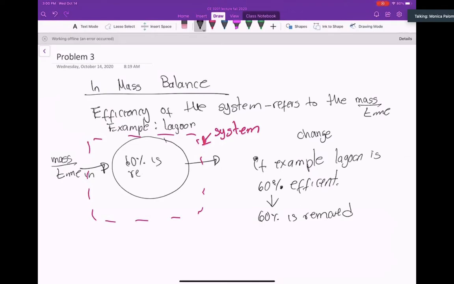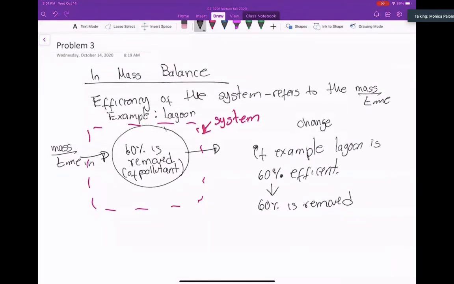60% is removed. 60% of what? 60% of the pollutant, in this case sewage. So we are talking about the mass per day, kilograms per day or pounds per day, that are entering. 60% of those are removed, and then the 40% remaining will be going into the effluent.